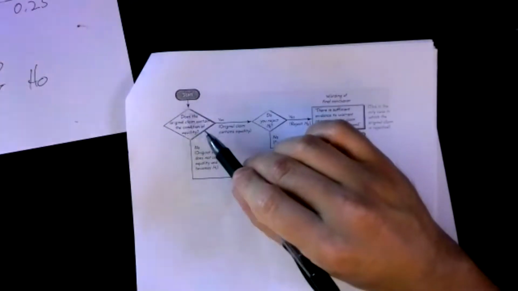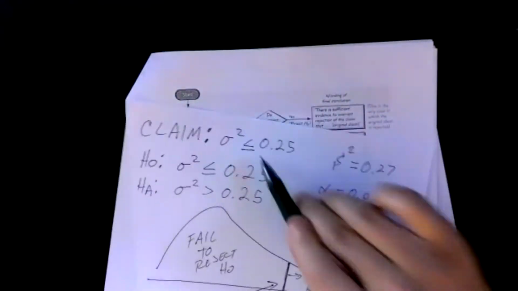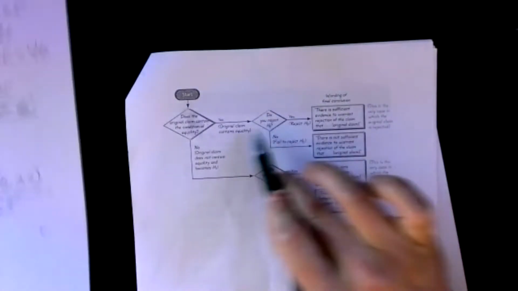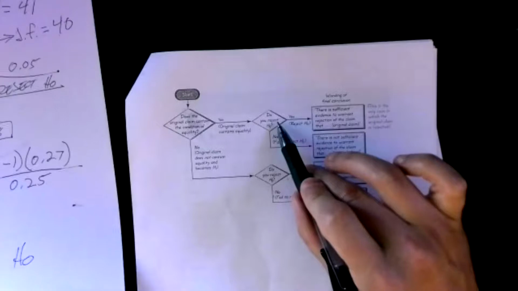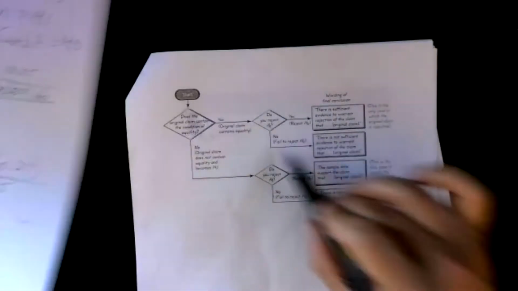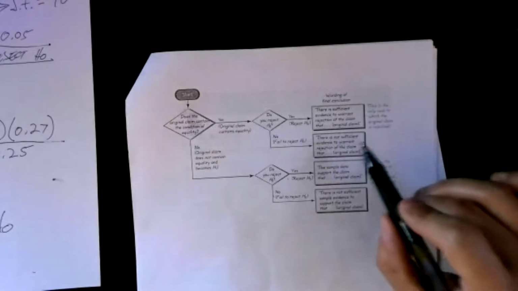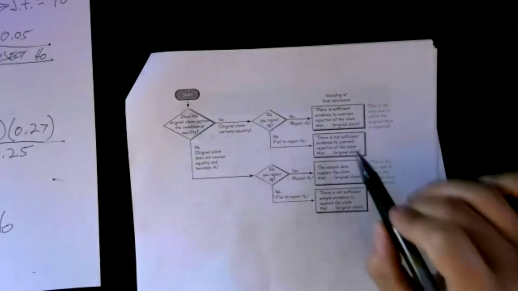Conclusion. Go to the same hypothesis testing diagram. Does the original claim contain the condition of equality? Yes, it does. Move to the right. Do you reject the null hypothesis? No, we did not. Fail to reject. There is not sufficient evidence to warrant rejection of the claim.